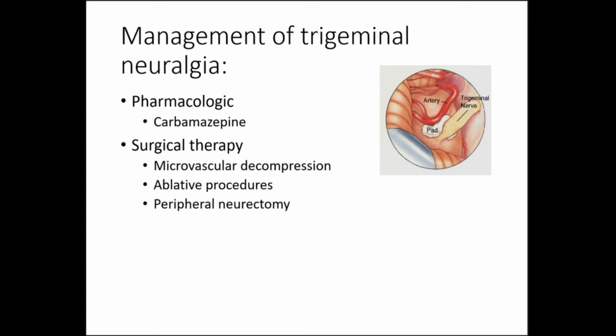This consists of things such as thermocoagulation or a chemical injection in order to cause blockage of the artery, reduce the compression of the artery on the trigeminal nerve, and then peripheral neuronectomy in cases such as acoustic neuroma, in which you have a vestibular schwannoma causing compression of the trigeminal nerve.